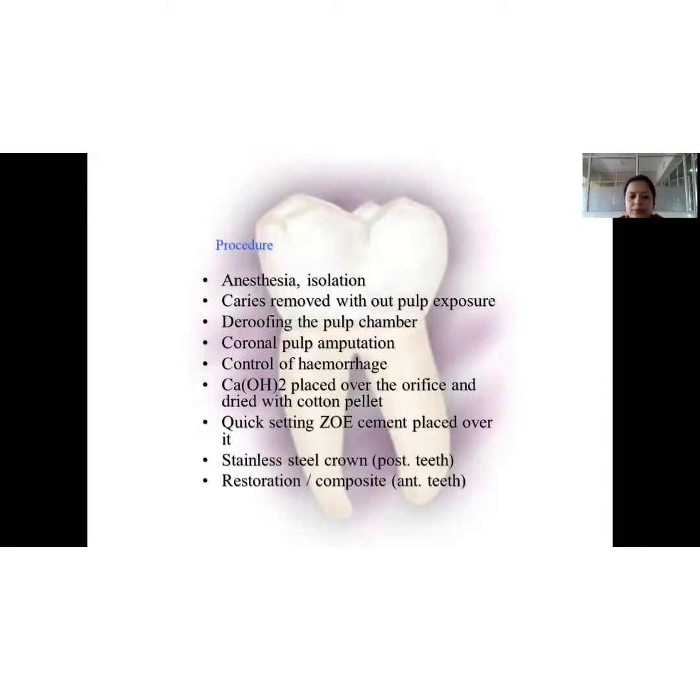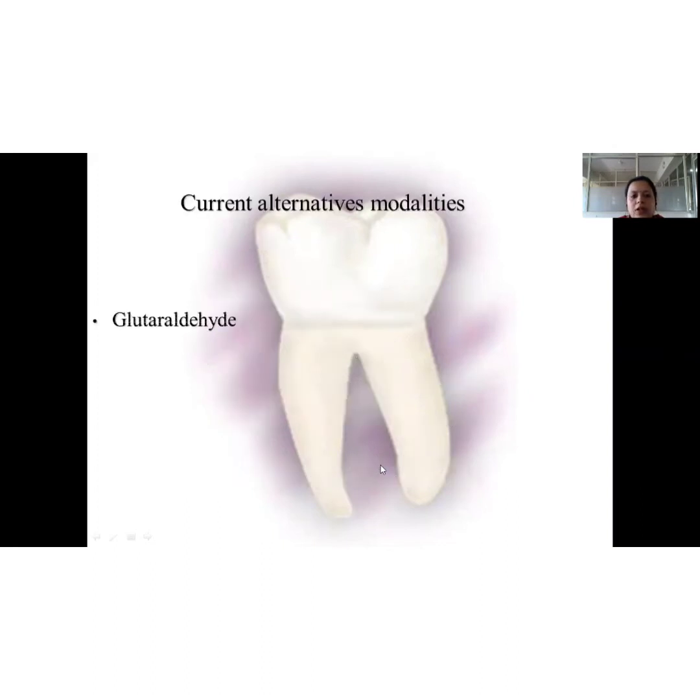Now, what is the procedure? First of all, we give anesthesia and isolate with the help of a rubber dam. Caries is removed without pulp exposure. Deroofing of the pulp chamber is done. Coronal pulp is removed, it is amputated. Bleeding is controlled. Calcium hydroxide is placed over the orifice and dried with a cotton pellet. Quick setting Dycal cement is placed over it. A stainless steel crown is placed. Now, what we can also perform is glutaraldehyde, ferric sulfate, MTA, and electrosurgery.